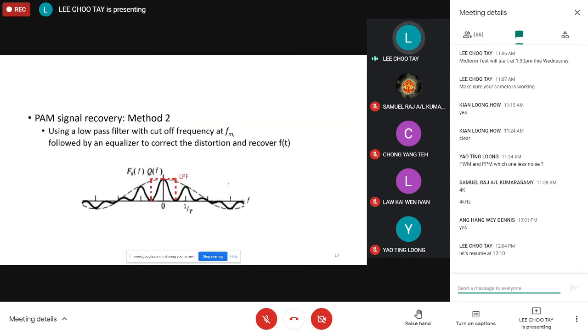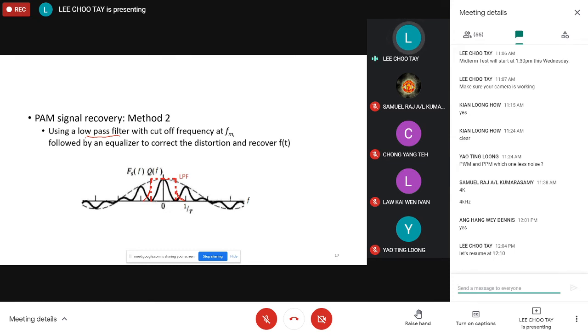And then for method number two, the issue will be the easiest. You just use a low pass filter. As I showed you previously, if you look at the frequency spectrum of the PAM signal, you can actually recover it easily by using a low pass filter. Of course, our low pass filter will not be ideal, so your low pass filter response may look like this.